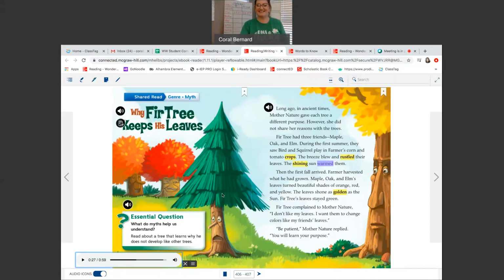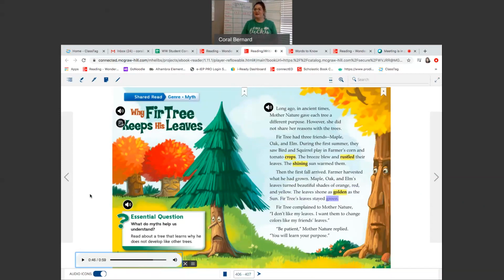Let's continue the story. And warmed them. Then the first fall arrived. Farmer harvested what he had grown. Maple, oak, and elm's leaves turned beautiful shades of orange, red, and yellow. The leaves shone as golden as the sun. Fir tree's leaves stayed green.